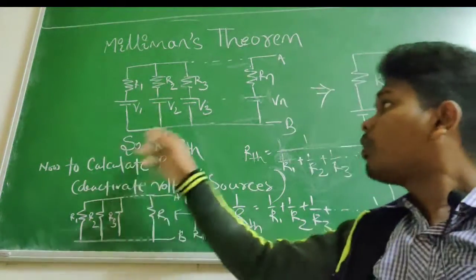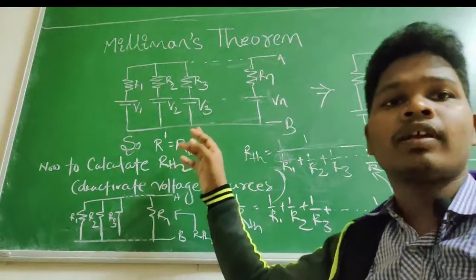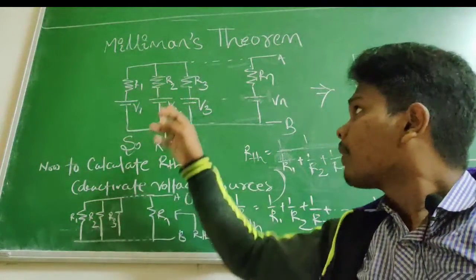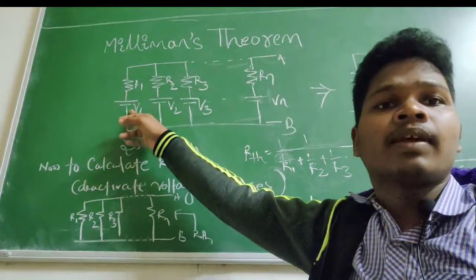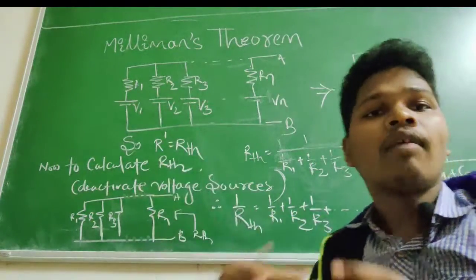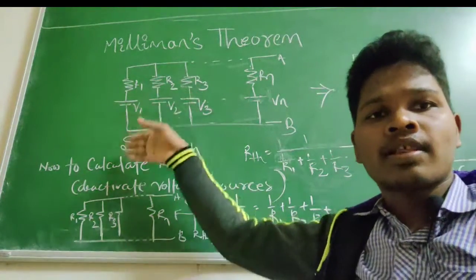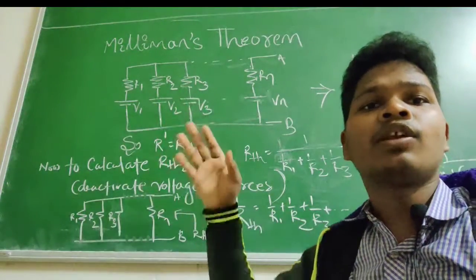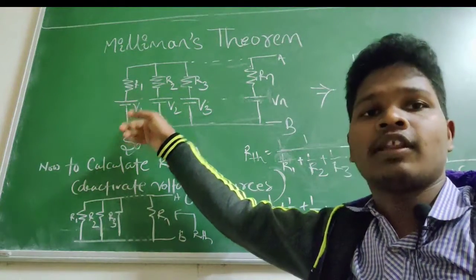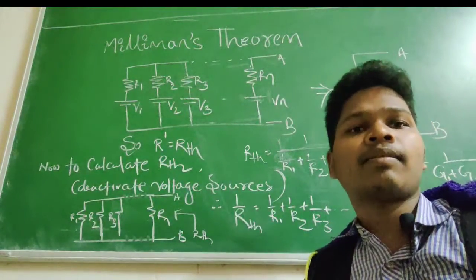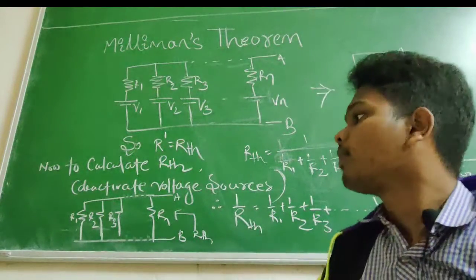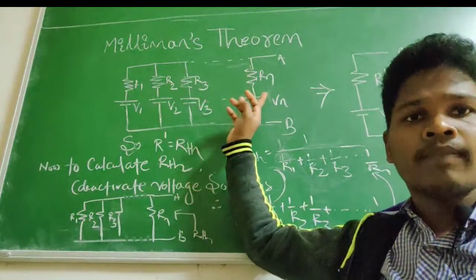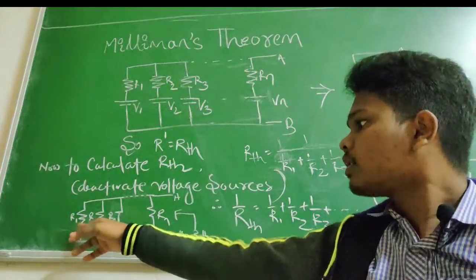Now to calculate the Thevenin's resistance, or your Norton resistance or equivalent resistance, whatever you call it, first we need to deactivate, that means eliminate, the voltage sources. How will it get eliminated? By short circuiting. Since it is a voltage source, we need to short circuit it, not open circuit it. So let's short circuit these voltage sources, up to the nth voltage source.